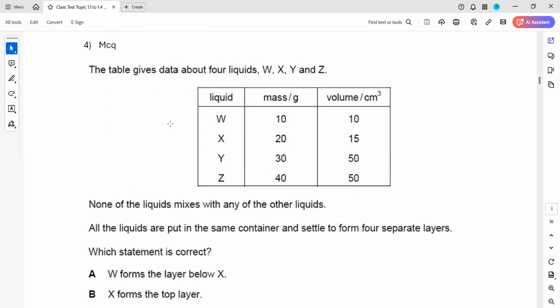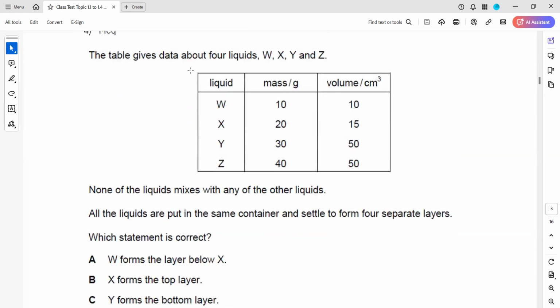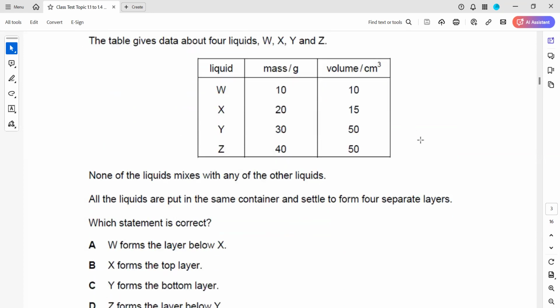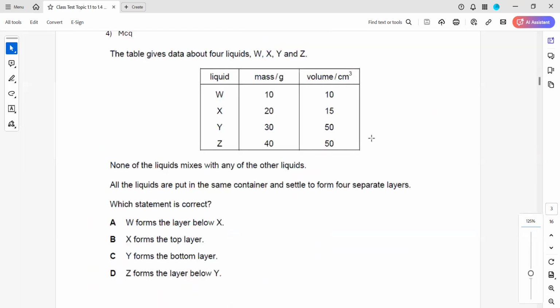The table gives the data about four liquids. None of the liquids mixes with any other. All liquids are put in the same container and settle to form four separate layers. Which statement is correct? So for this, we have to work out the density. Density is mass over volume, so 10 divided by 10. So the density of the first one will be 1. The second one, liquid W, the density is 1.